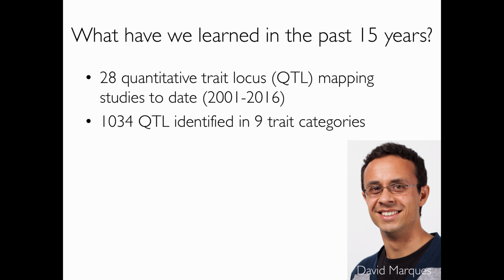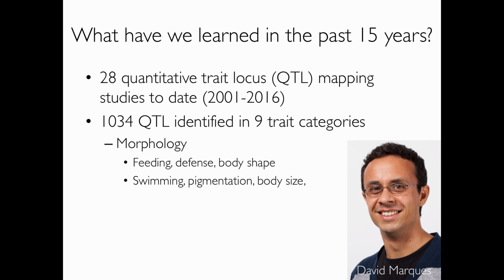So there are a lot of morphological traits, but we categorized these as things related to feeding or defense or shape, body shape, also some traits related to swimming or pigmentation. There were also a few traits related to reproduction, and then a class of behavioral traits. Okay, so we took this big database of QTL, and then we applied it to the questions that I posed at the beginning of my talk.